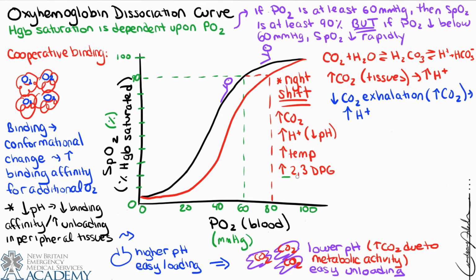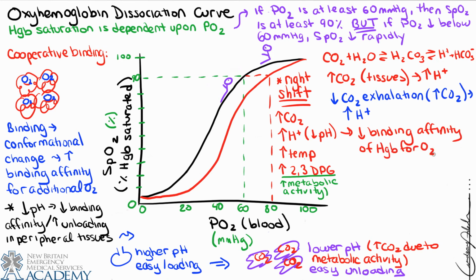Now, I know that we haven't really ever talked about this before, but 2,3-diphosphoglycerate is something that is increased with an increase in metabolic activity. So, for example, red blood cells that don't have mitochondria but are performing anaerobic metabolism, so they're basically making a tiny bit of ATP without any oxygen, those guys are actually going to produce 2,3-diphosphoglycerate. All of these things will lead to a decreased binding affinity of hemoglobin for oxygen. And what that means is we need a higher PO2 to maintain our SpO2.